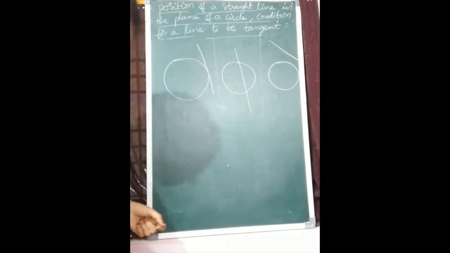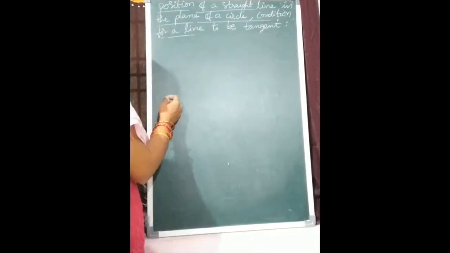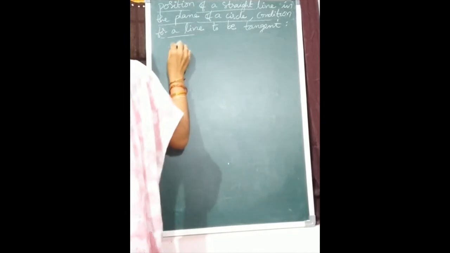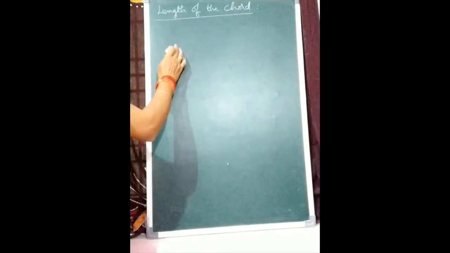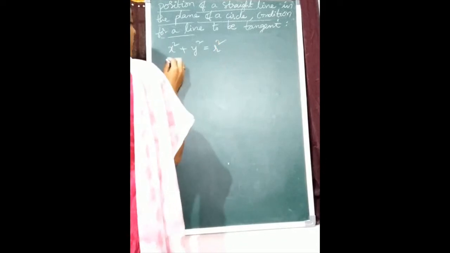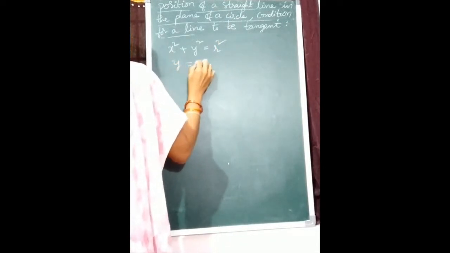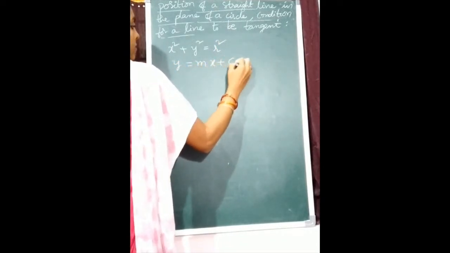Now we take x square plus y square is equal to r square. This is the circle. And y is equal to mx plus c. This is a straight line.